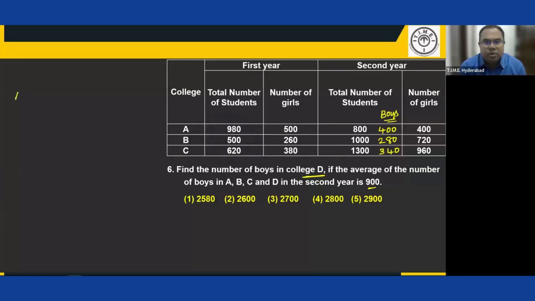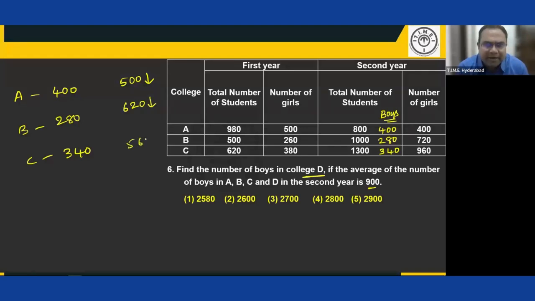So, school A, it is 400 boys. School B, 280. School C, 340. My average 900 means everybody should be 900. This is how much less than 900? 500. This is how much less than 900? 620. This is how much less than 900? 560. That means all these three are deficient. That means my D should be at least 900 definitely, plus it should cover this deficiency, right?